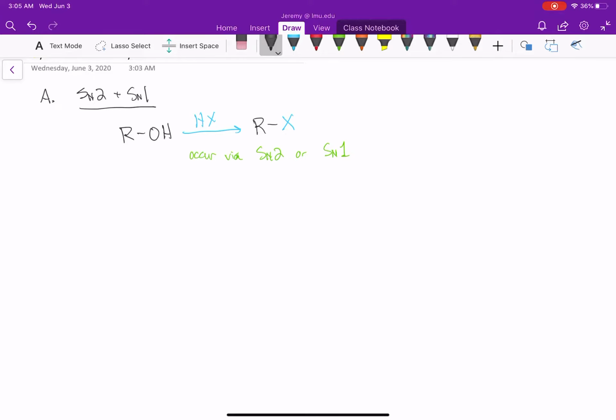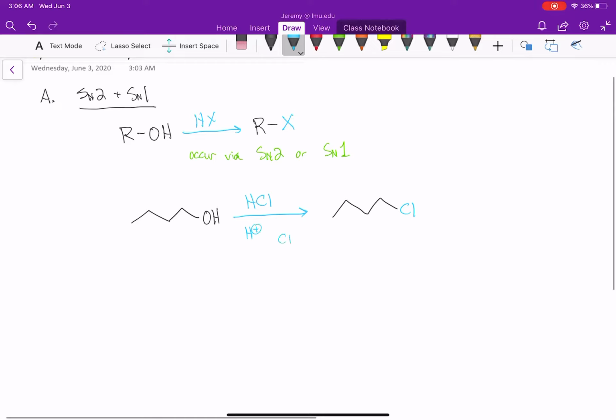Let's start with a primary alcohol. If we take a primary alcohol and we treat this with HCl, we can get out a primary alkyl halide. Okay, let's look at the mechanism on how this works. HCl is a strong acid, which gives us an H plus and a Cl minus. In this mechanism, our chlorine is going to replace our alcohol, so our alcohol is our leaving group.